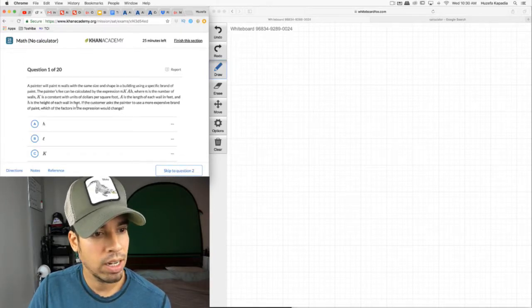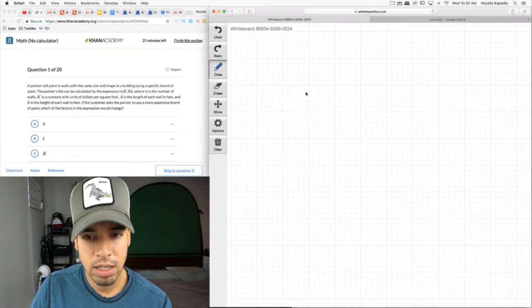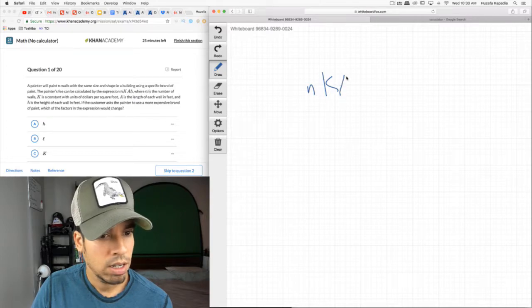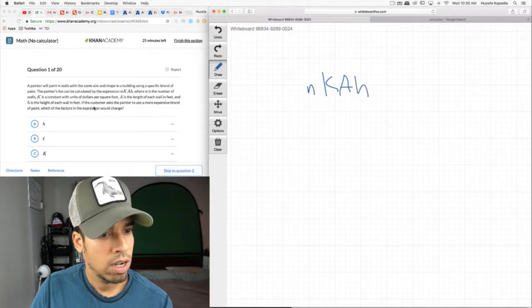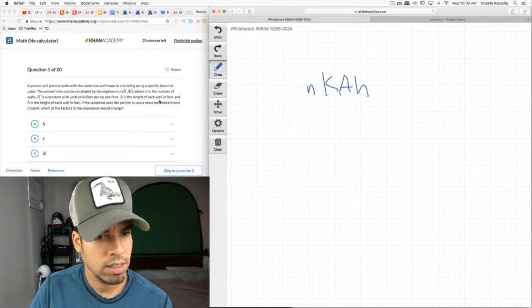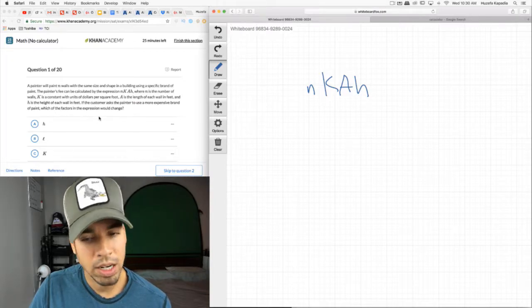Question 1, a painter will paint n walls with the same size and shape in the building using a specific brand of paint. Okay, the painter's fee can be calculated by the expression nkah, where n is the number of walls, k is a constant with units of dollars per square foot, a is the length of each wall, and h is the height. So if the customer asks the painter to use a more expensive brand of paint, which factors would change?